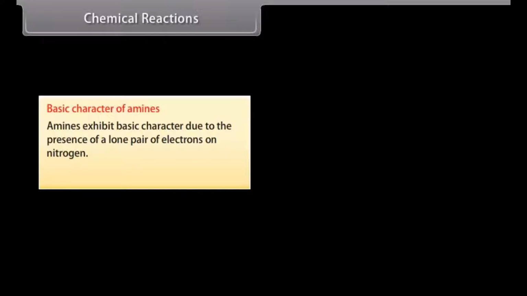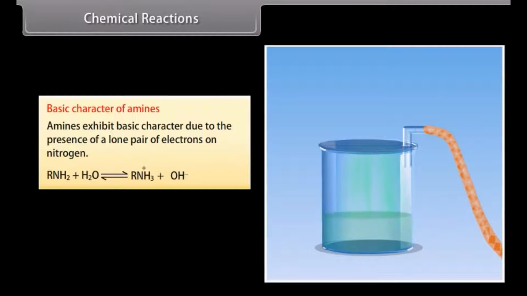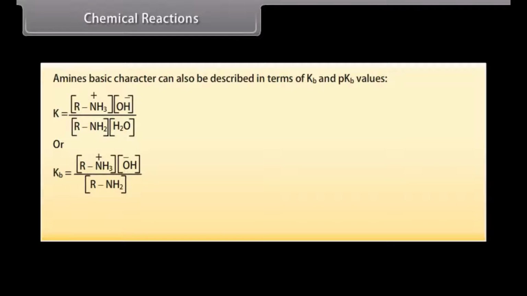Amines exhibit basic character due to the presence of a lone pair of electrons on nitrogen. They are stronger bases than water and are therefore protonated by water in their aqueous solutions. Amines' basic character can also be described in terms of Kb and pKb values. The value of Kb can be written as given, from which the value of Kb can be inferred. Now pKb is equal to the negative logarithm of Kb. Greater Kb value or smaller pKb indicates a stronger base.